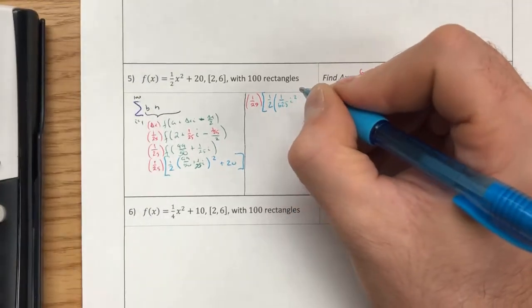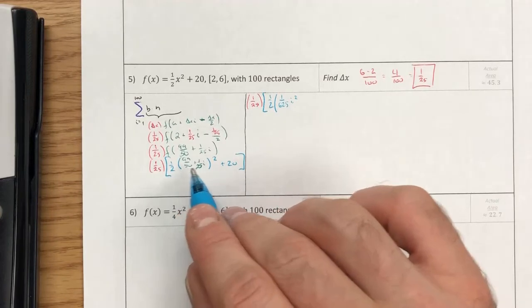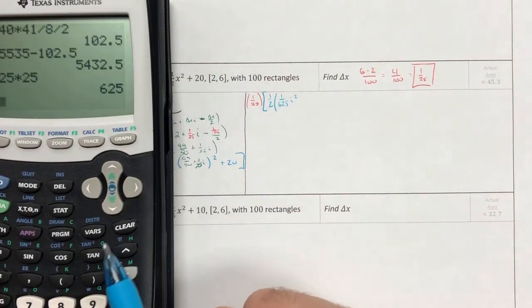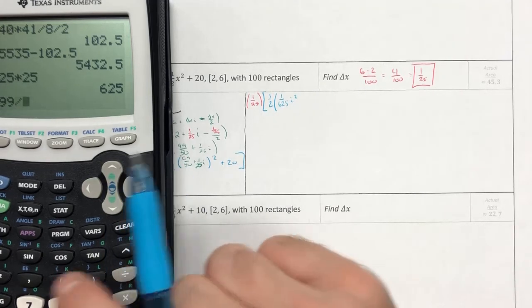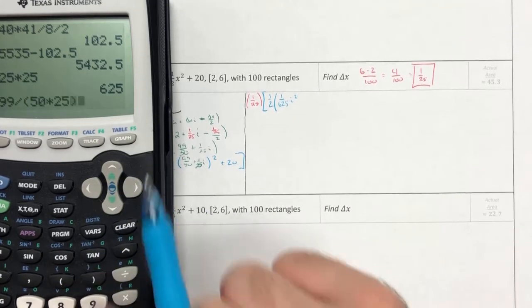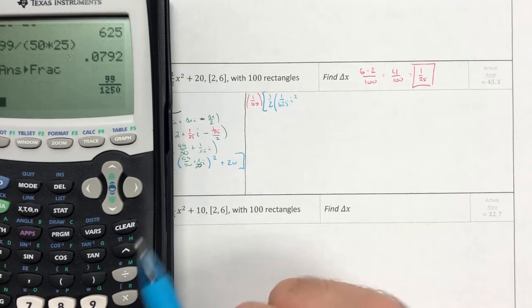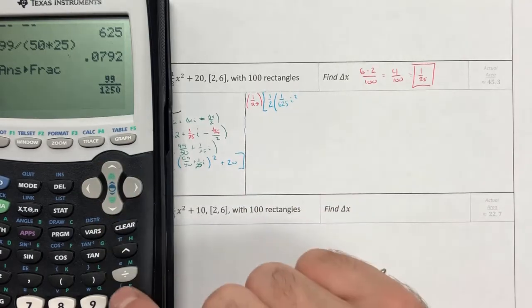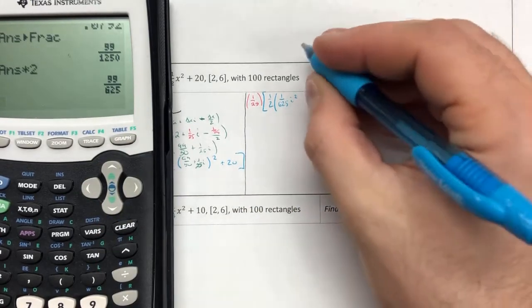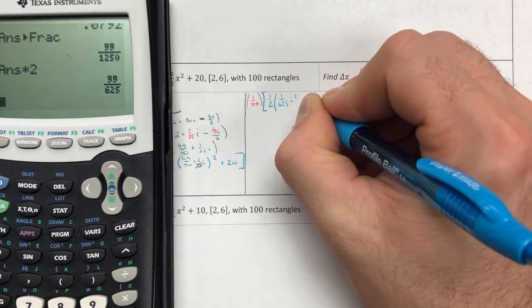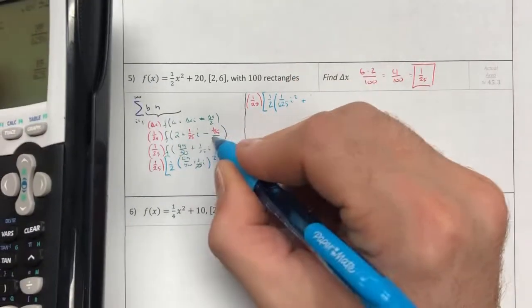I squared. I'm going to multiply these two together. So it's going to be 99 over whatever 50 times 25 is. That gives me my denominator: 1250, and I'm going to double that times 2. Boom. 99 over 625. Yeah, that's positive.